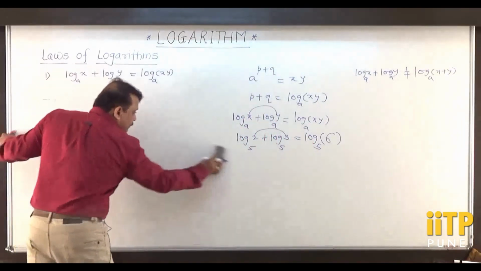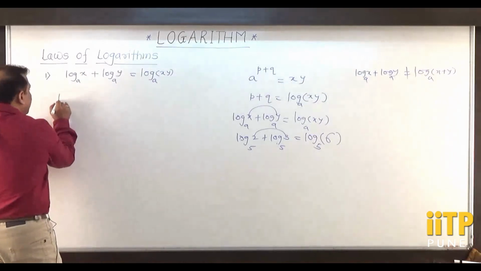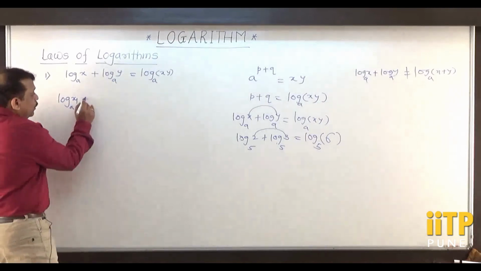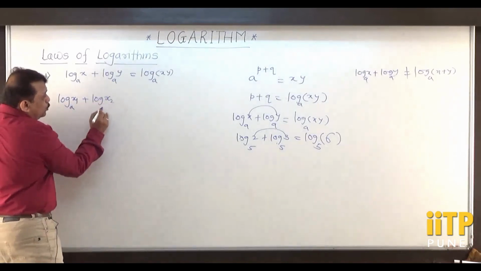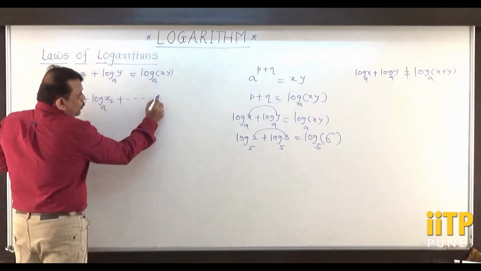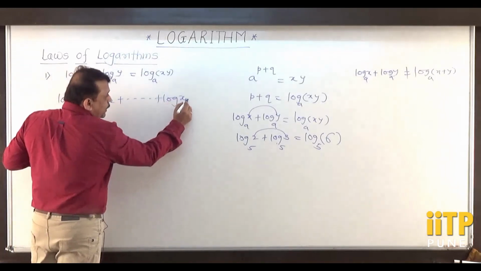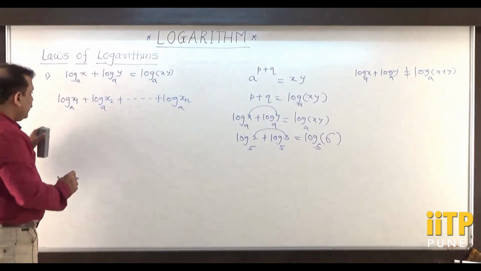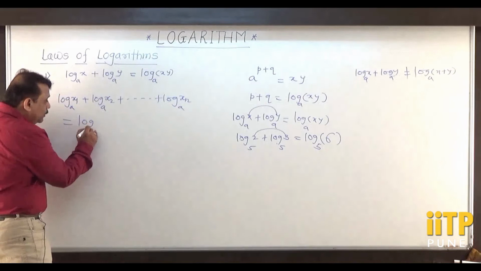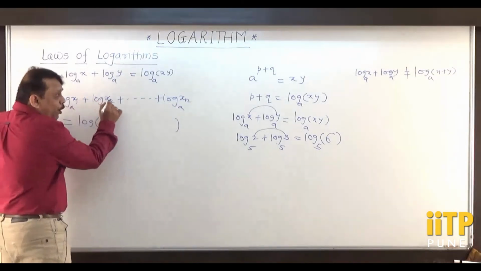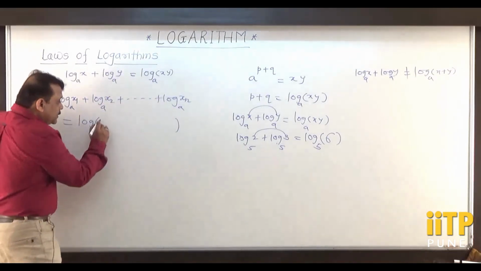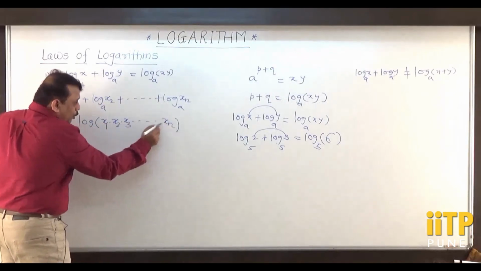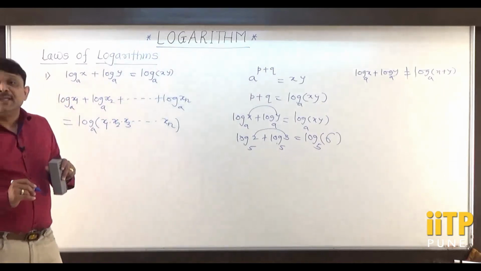That means, suppose I have log of x1 to the base a plus log of x2 to the base a plus dot dot dot plus log xn to the base a. Then I can write, with the help of the above result, a single log. I will take the product of all these quantities, that is x1 multiplied by x2 multiplied by x3 dot dot dot xn, to the same base a.